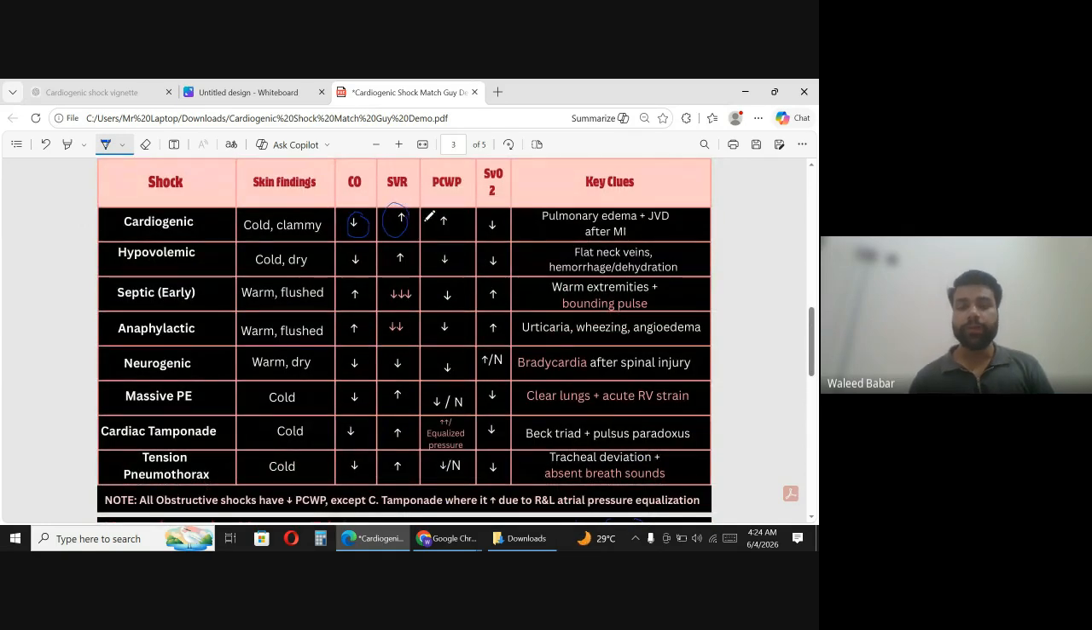So the elevated PCWP is because of low forward blood flow and increased systemic vascular resistance because of compensation by our body to increase mean arterial pressure. And systemic venous oxygen saturation is decreased because in cardiogenic shock, tissue perfusion is low and tissues are hungry. They are going to extract oxygen drastically. That's why our systemic venous oxygen saturation is going to be low in cardiogenic shock and hypovolemic shock.